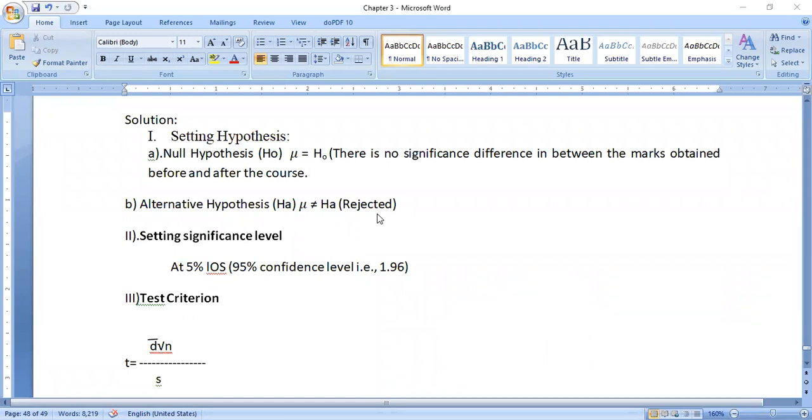Then in the t-test table, again we go to the t-test table, then we got the value, that is 2.20. This value we have taken from the t-test table value. At 11, I will provide the table values for you. Then after writing this, the next step is test criterion.